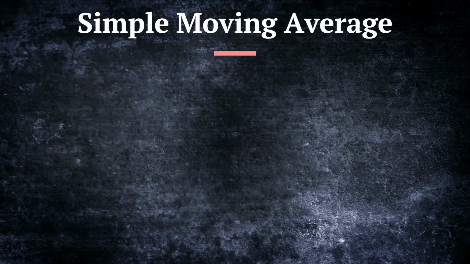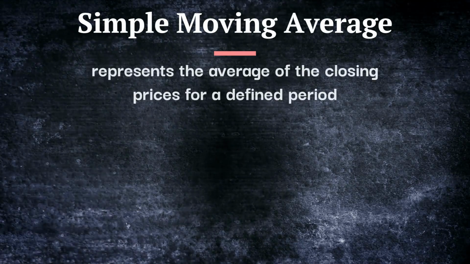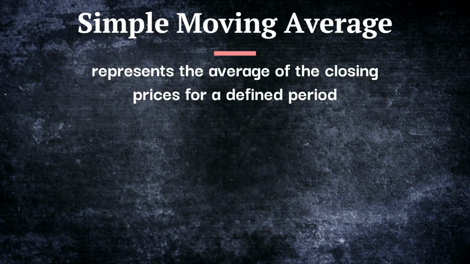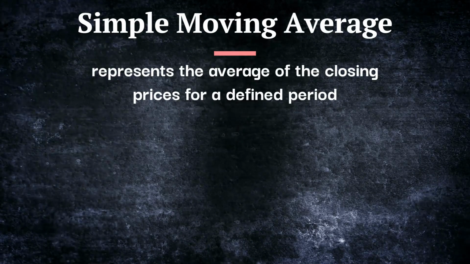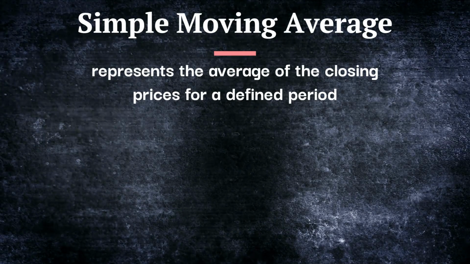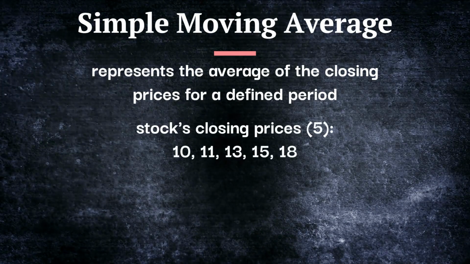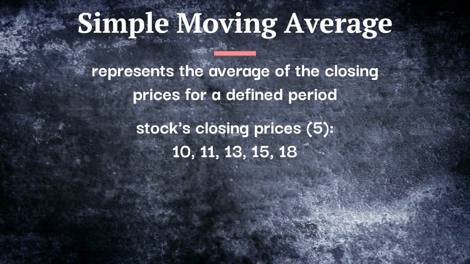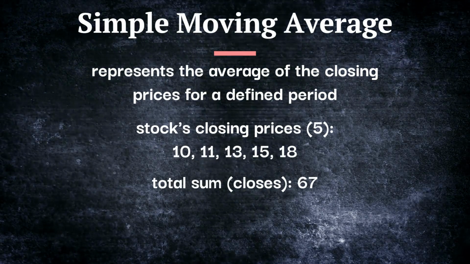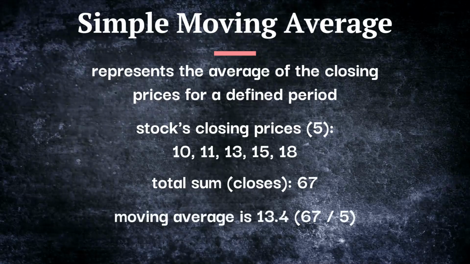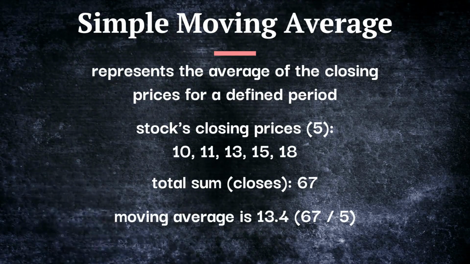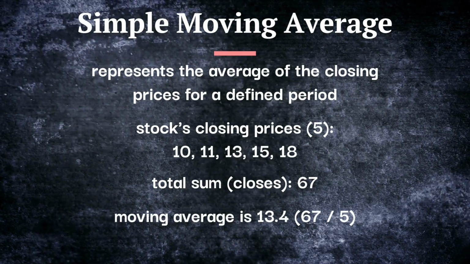The most commonly used moving average is the simple moving average, which is calculated by adding up the closing prices of a security over a certain number of time periods, and then dividing that sum by the number of time periods. For example, let's say we want to calculate a 5-day moving average for a stock. We would add up the stock's closing prices for the last 5 days, and then divide that sum by 5. This would give us the average closing price for the stock over the last 5 days.